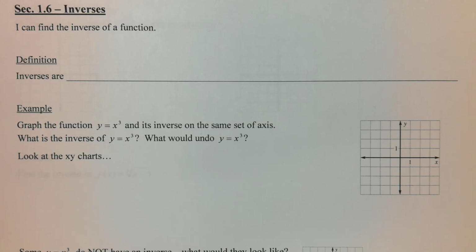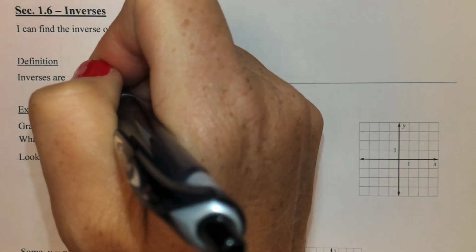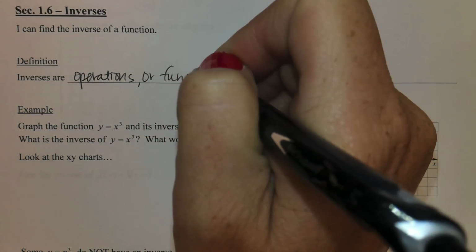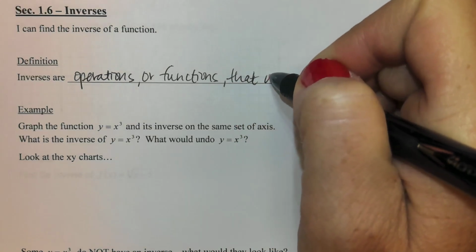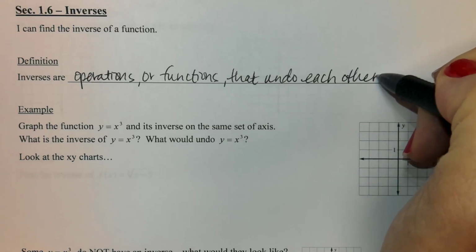All right, this is section 1.6, and today we're going to be talking about inverses. So in mathematics, most of our, I should say all of our operations have an undoer, or an inverse. So inverses, the easiest way I have found to describe them to kids is they're operations or functions that undo each other. And you already know plenty of inverses.